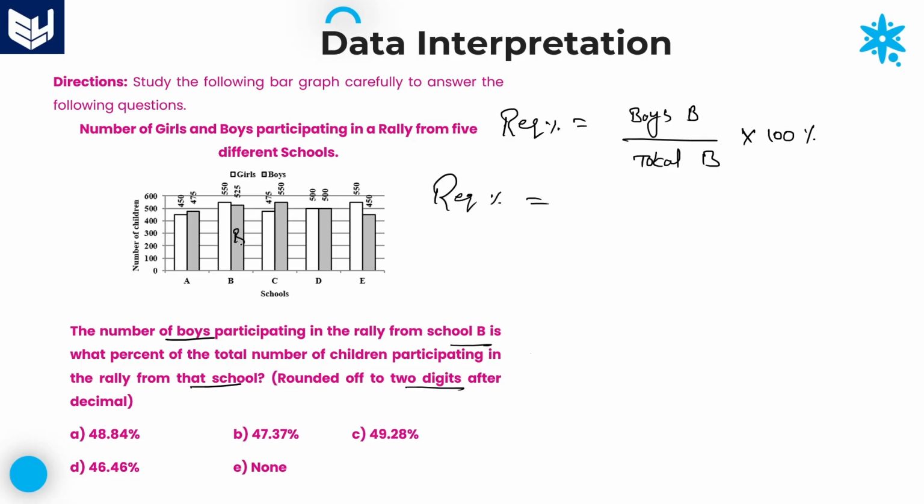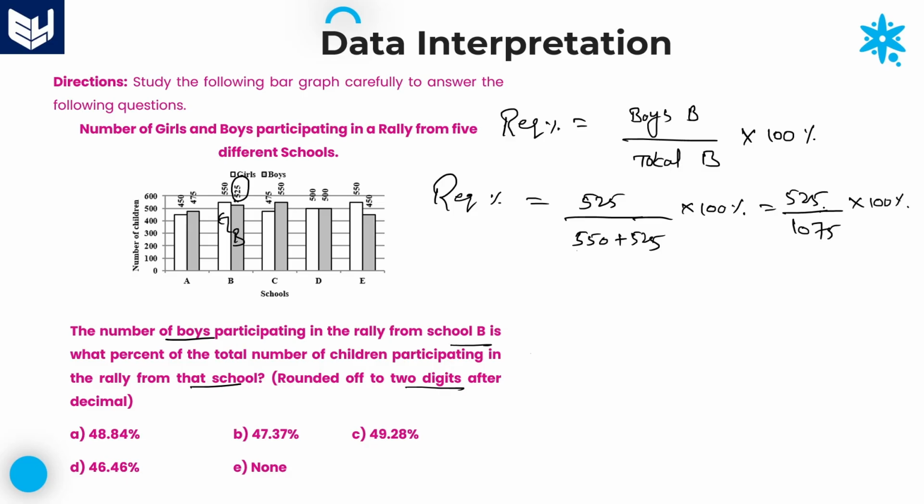Here, boys from school B is 525, divided by the total number from school B. Total number is nothing but boys and girls together. Girls 550 plus boys 525, into 100. Now we can calculate this one. Here it is 525 divided by 1000 plus 75, 1075, into 100 percentage.